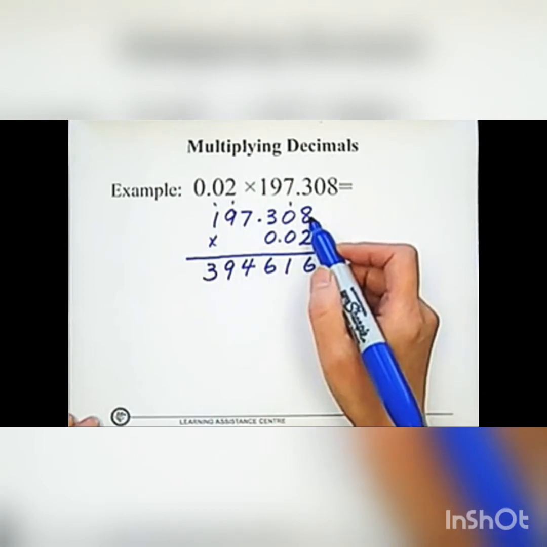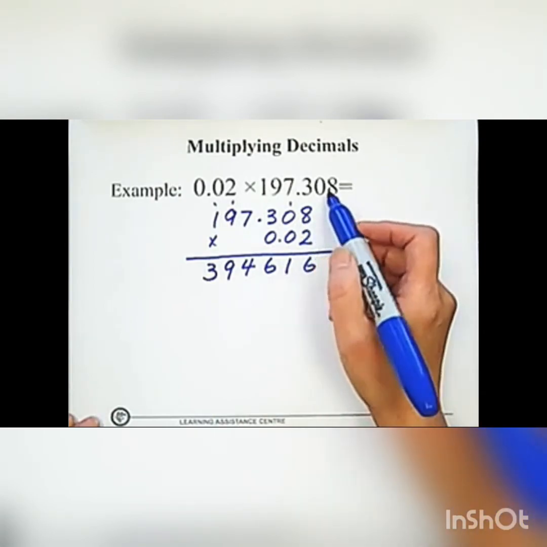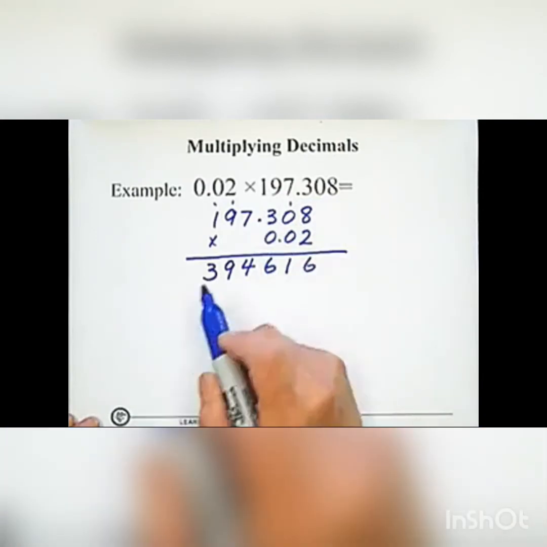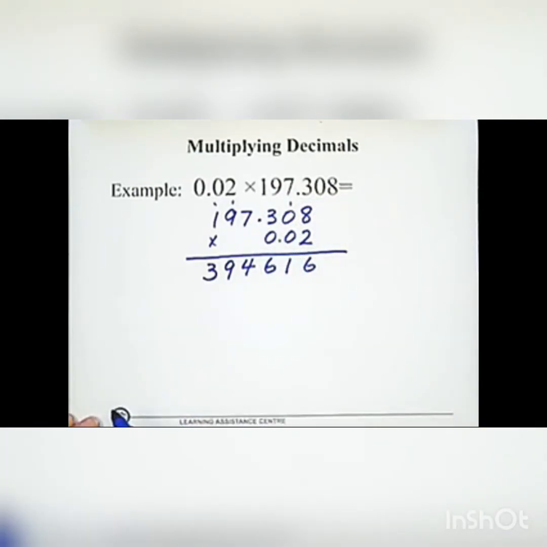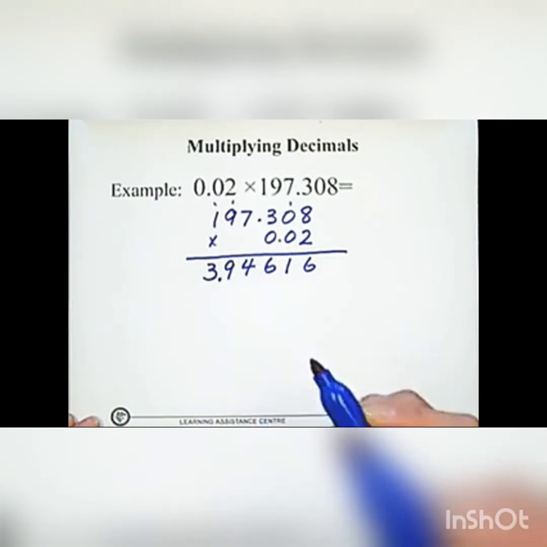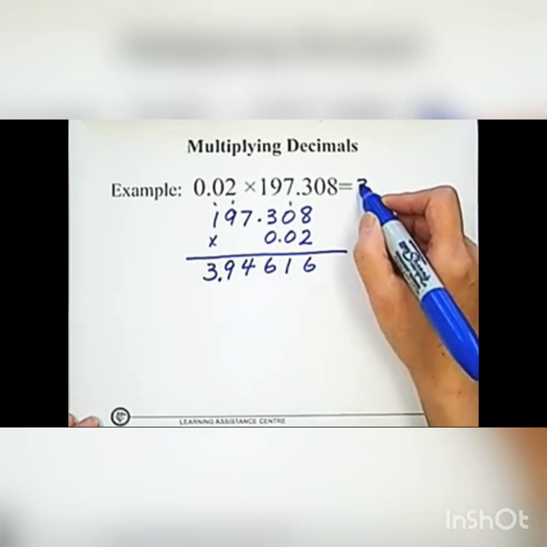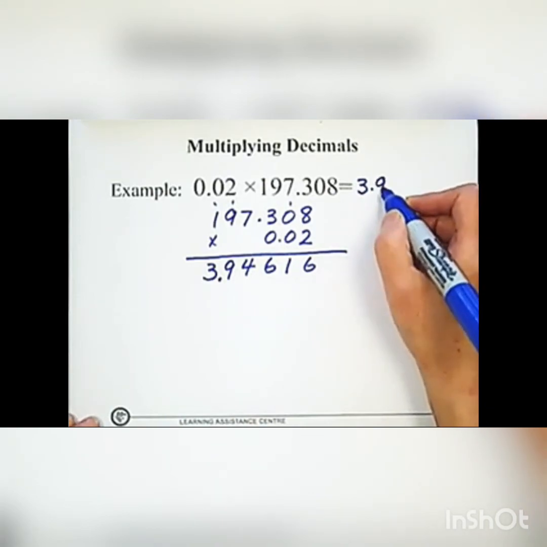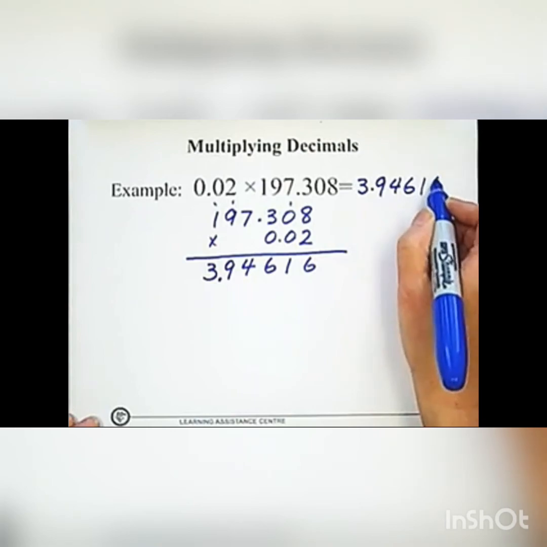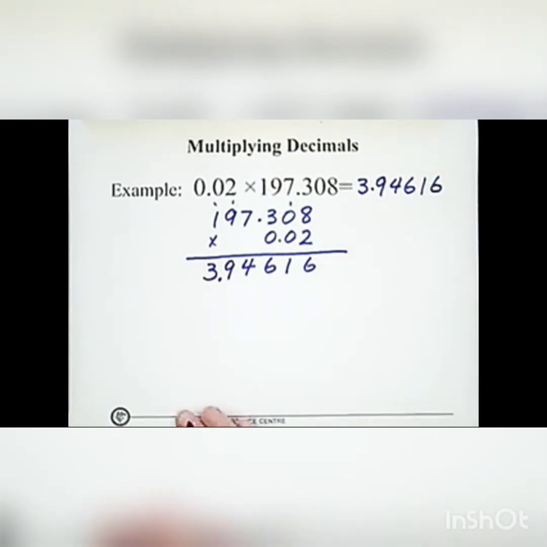So we will count the decimal numbers first. Here there are 3 numbers after the decimal, and here there are 2 numbers after the decimal. So the total will be 5. So we will count 5, then we will put the decimal. So the answer will be 3.94616.